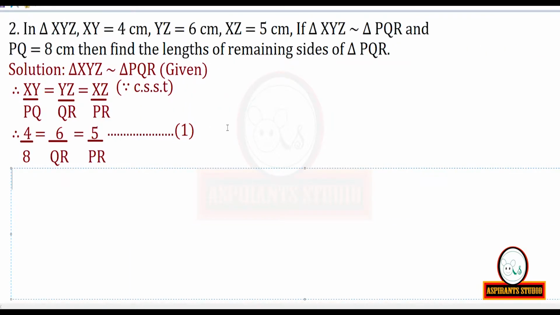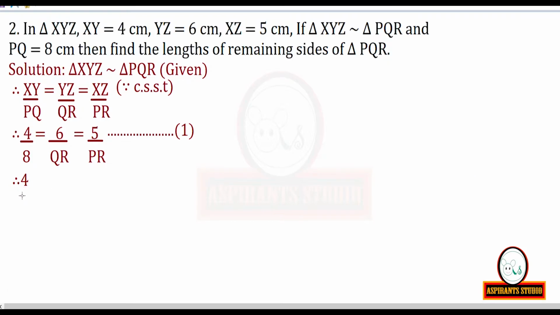Now coming to question number 2. In triangle XYZ, XY is equal to 4 centimeters, YZ is equal to 6 centimeters, XZ is equal to 5 centimeters. You are given triangle XYZ is similar to triangle PQR and PQ is equal to 8 centimeters. You have to find the lengths of the remaining sides of triangle PQR.